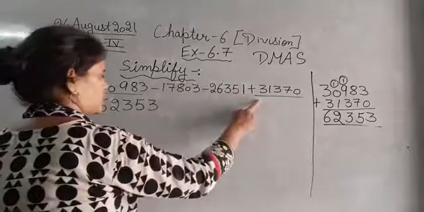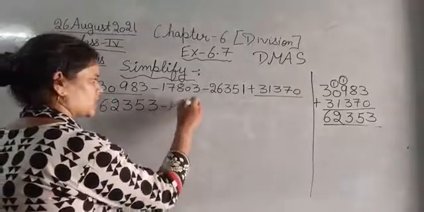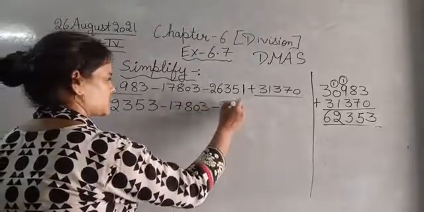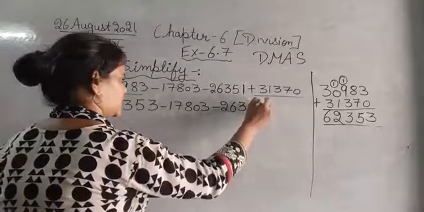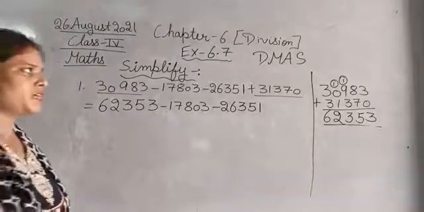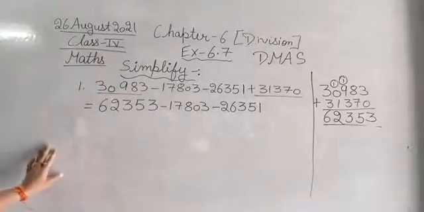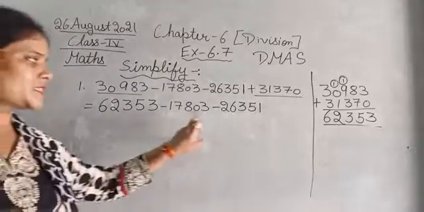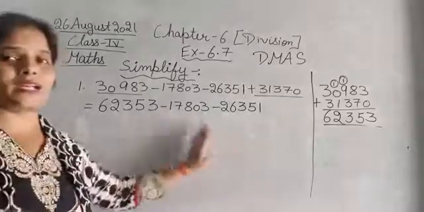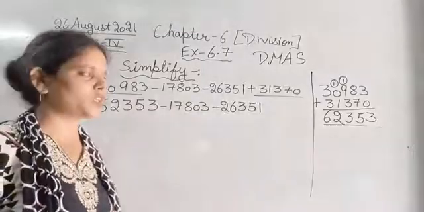Then these two are solved. So we will move to these two. We will bring them down as it is. That is 17,803 minus 26,351. Okay. So after addition, the next is S, that means subtraction. So now we will do the subtraction. Look, here there are two numbers of subtraction. So we will subtract it turn by turn. If you want, you can add these two and then subtract from it, but we are following the DMAS rule, so we will do the subtraction turn by turn.